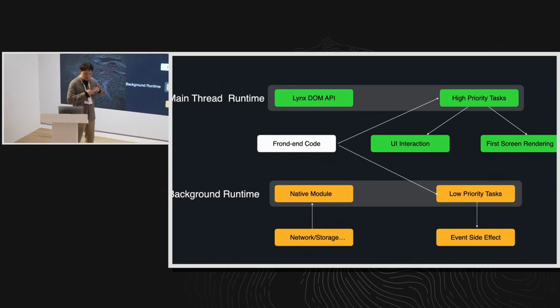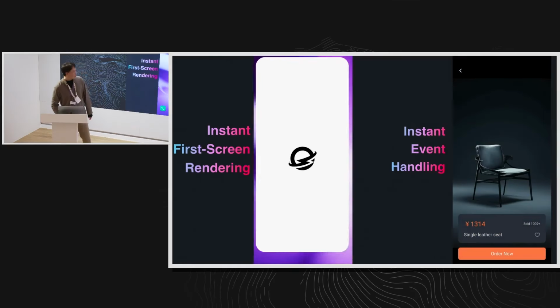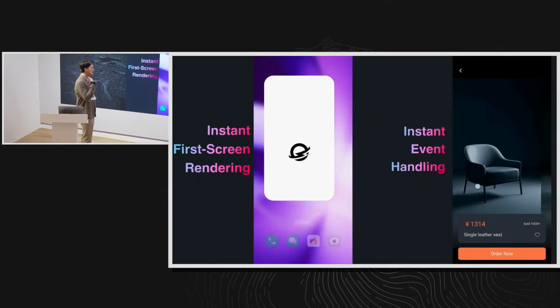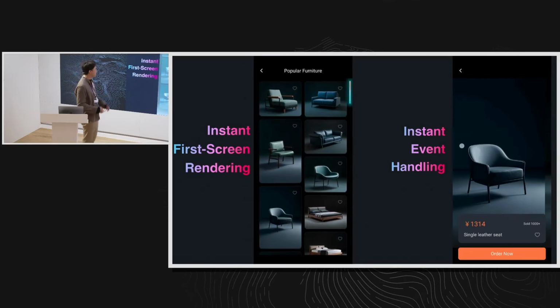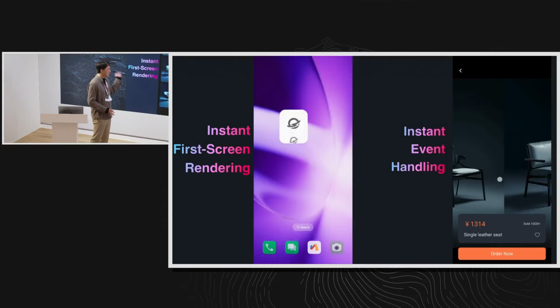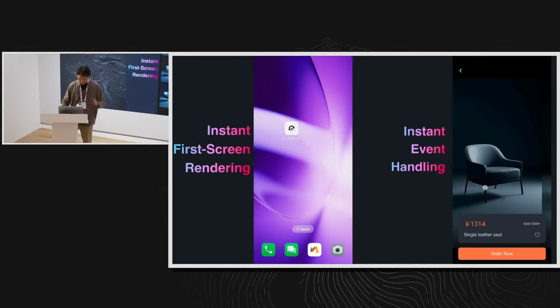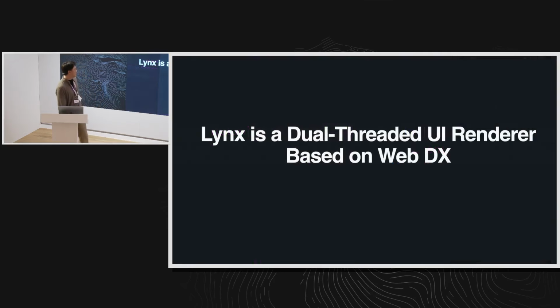So by drawing a clear line between those two kinds of runtime, we can always have the high priority tasks, which handle the user interaction, running on the main thread and throw away all the time-consuming tasks into the background. By this kind of architecture, we can achieve such things. All those pages are implemented using front-end techniques, but we still get instant first screen rendering and instant event handling without latency. So as a conclusion, Lynx is a dual-thread UI renderer based on web technologies.